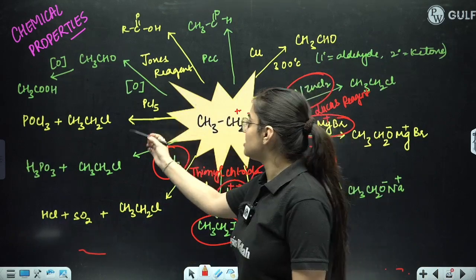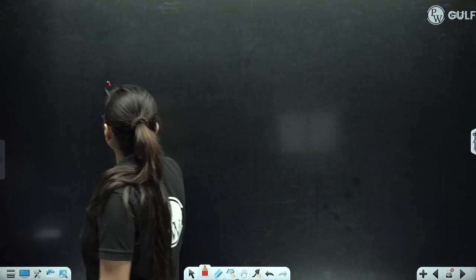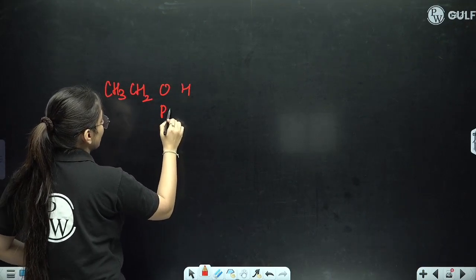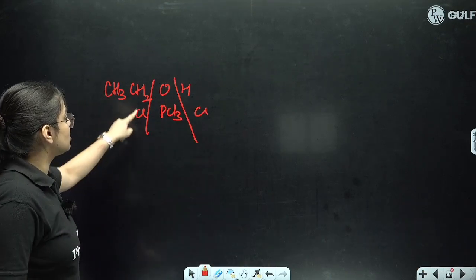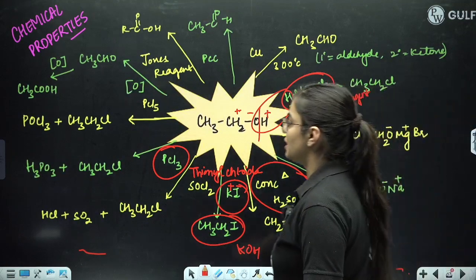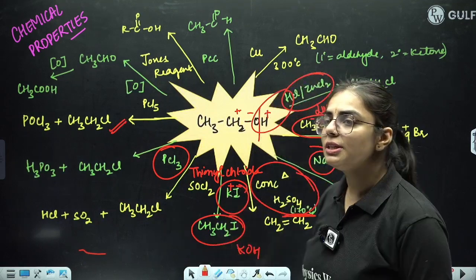Now when you are taking PCl5, see what you have to do in the case of PCl5. If you have this, no, CH3, CH2, OH. If you are taking PCl5, it is PCl3, Cl-Cl respectively. Break the bond. What you will get? CH3, CH2Cl, HCl and POCl3. So this is what we are obtaining over here when you are taking PCl5. Clear with this part, everyone?